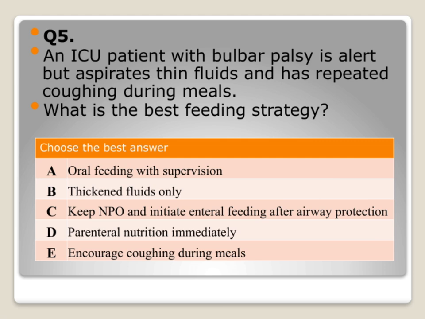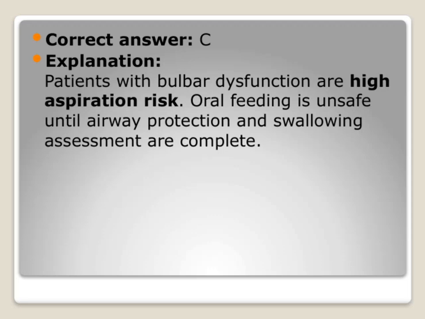So, considering all these points, the best choice here is Option C, keeping the patient NPO and initiating enteral feeding once the airway is protected. This approach balances safety and nutritional needs, aligning with the overall goal of preventing respiratory complications in patients with swallowing disorders. Let's take a closer look at the correct answer, which is C.